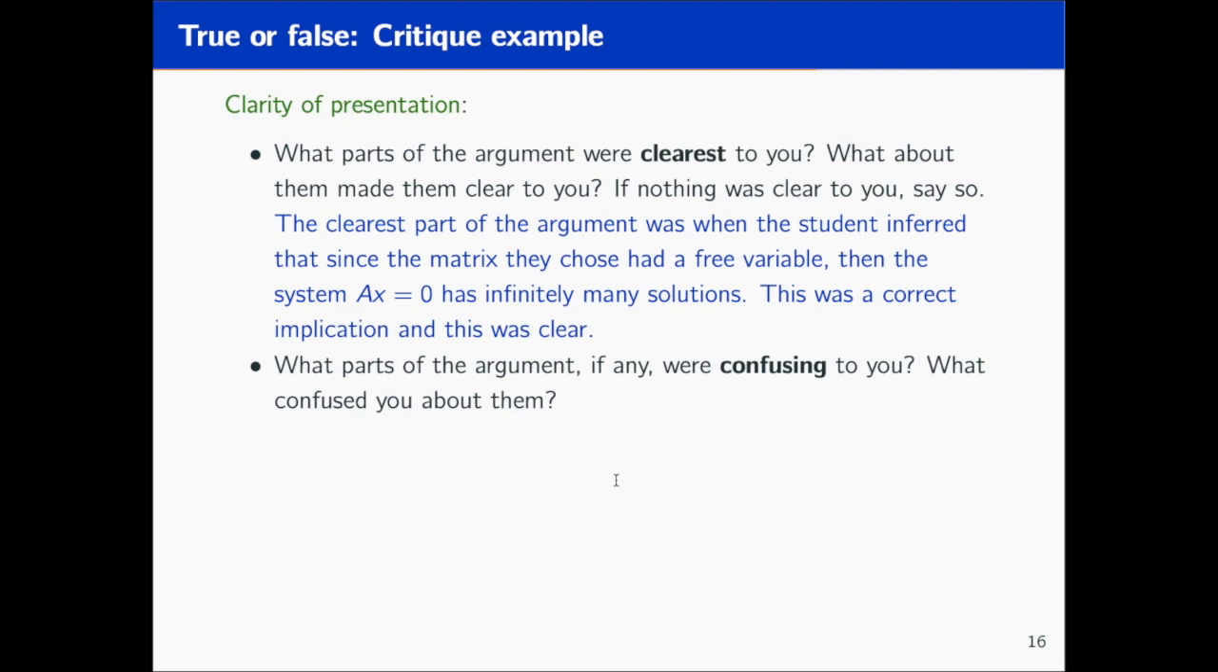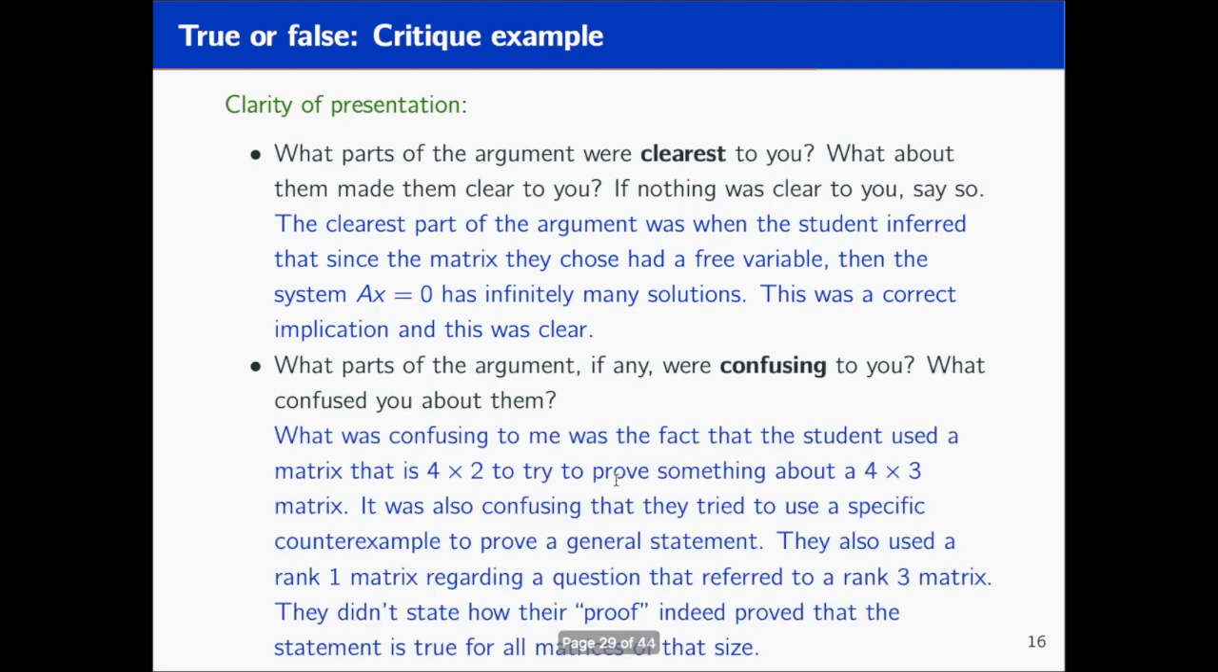The second question says, what parts of the argument, if any, were confusing to you? What confused you about them? A sample response could say, what was confusing to me was the fact that the student used a matrix that is 4x2 to try to prove something about a 4x3 matrix. It was also confusing that they tried to use a specific counterexample to prove a general statement. They also used a rank 1 matrix regarding a question that referred to a rank 3 matrix. They didn't state how their proof indeed proved that the statement is true for all matrices of that size.